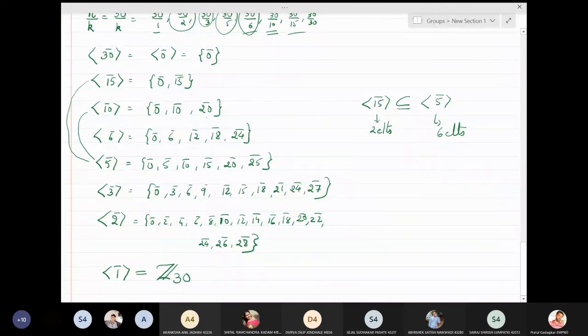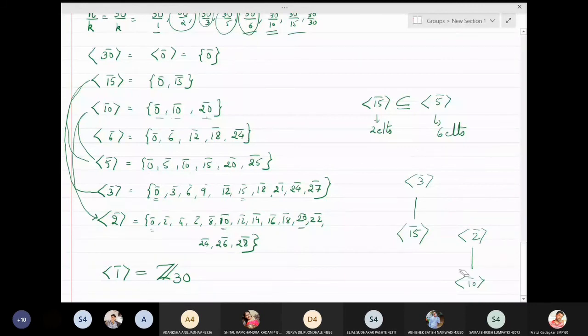Then, not only that, I see that 15 bar is also inside the subgroup generated by 3 bar. 15 bar has only 0 bar and 15 bar, and 3 bar contains 0 bar and 15 bar both. So 3 bar should also be above 15 bar, right? 10 bar should also be below 2 bar because 10 bar has 0, 10 and 20, and 2 bar has 0, 10, and 20 too. So 2 bar should also be above 10 bar, right?